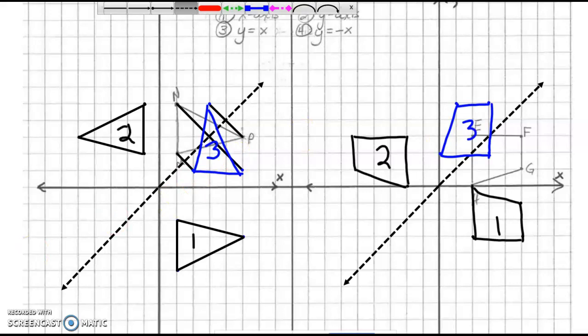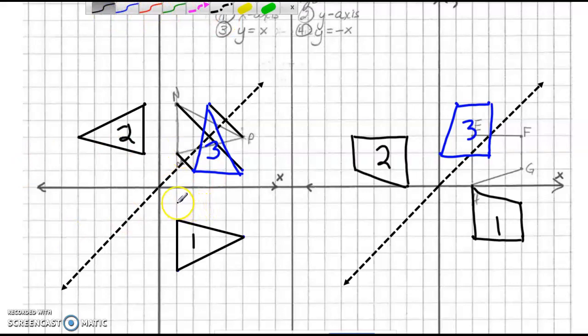Okay, so the last type of reflection we're going to look at is we're going to reflect it over the line y equals negative x, or the opposite of x. So if x is 1, what's the opposite of 1? Negative 1. So that would give us the point, this point right here.